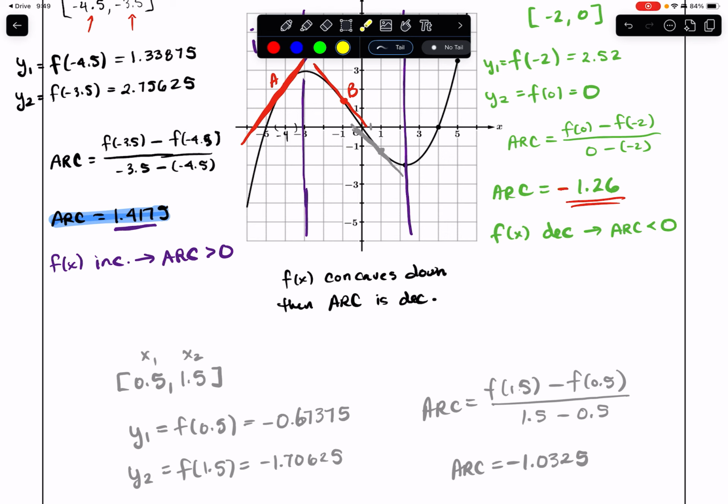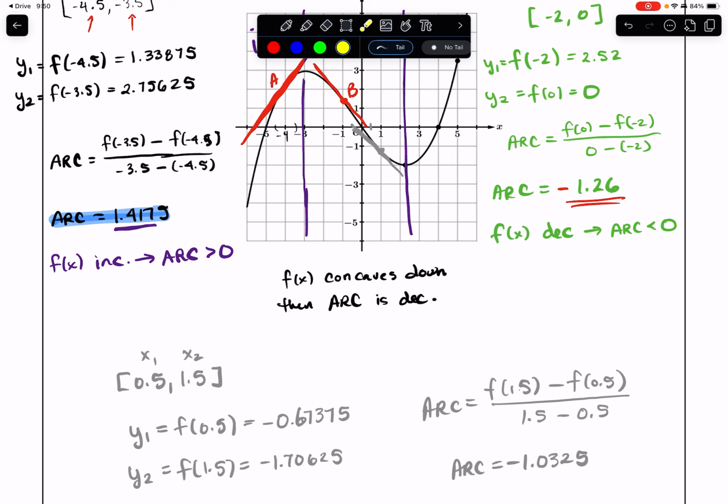Now look at what's going on right here. Negative 1.26 is smaller than negative 1.0325. And the reason for that is because of the concavity. It's starting to curve upwards. And when the graph starts to curve upwards, again, as we investigated earlier today, that means that the average rate of change is not decreasing anymore. It starts to increase. So hence, this is why our number changed from negative 1.26 to negative 1.0325, because it's becoming a larger value.